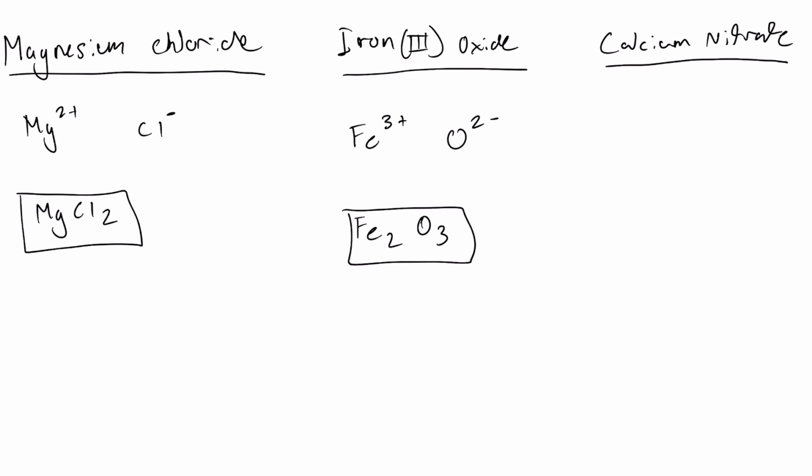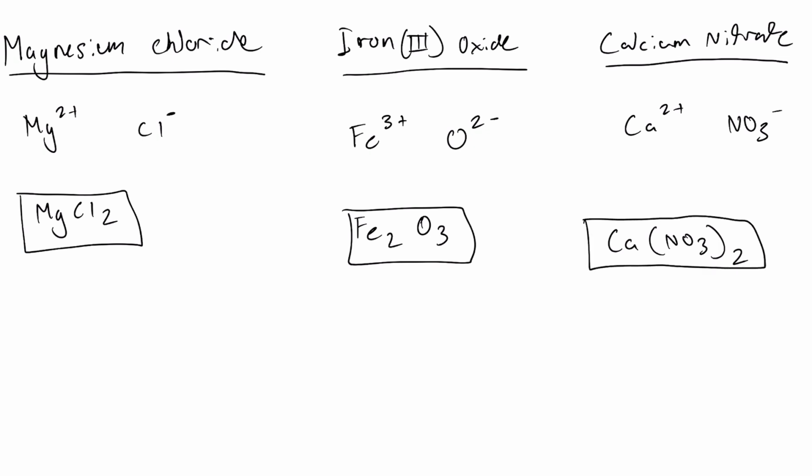And lastly, for calcium nitrate, we're going to have Ca2+, and then we're going to have NO3-. So here we can see that NO3, we need to treat it almost as an element. We can't break it apart. So we need to have 2 nitrates. So we're going to have Ca, and we need brackets because we need 2 polyatomic anions, NO3, and a subscript over here. And that's the chemical formula for calcium nitrate.